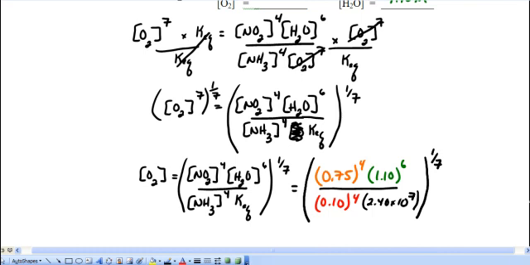And when I evaluate that, I do get 0.303 molar oxygen. That would be the oxygen concentration if the ammonia is 0.1, the NO2 is 0.75, and the water is 1.1 molar respectively. Alright? Now if you would like, you can plug this value back in with the other three back into the equilibrium expression and make sure that you do come up with your equilibrium constant K. That concludes 18-2.